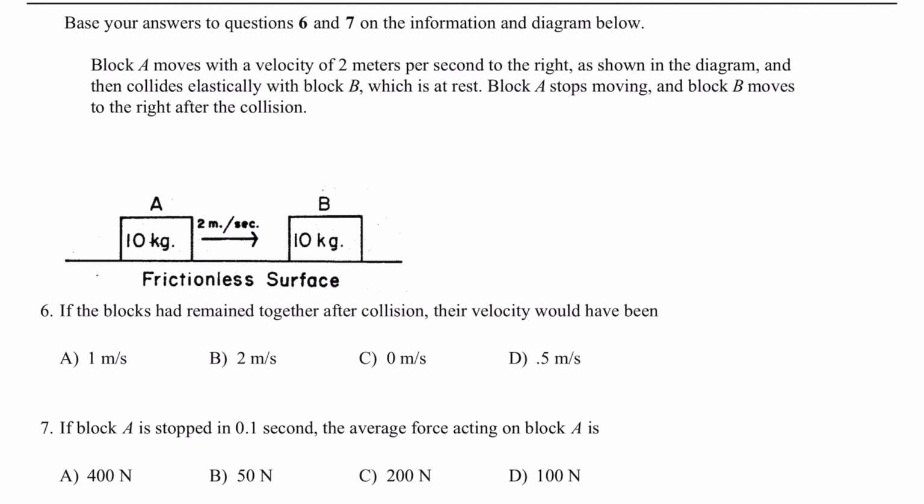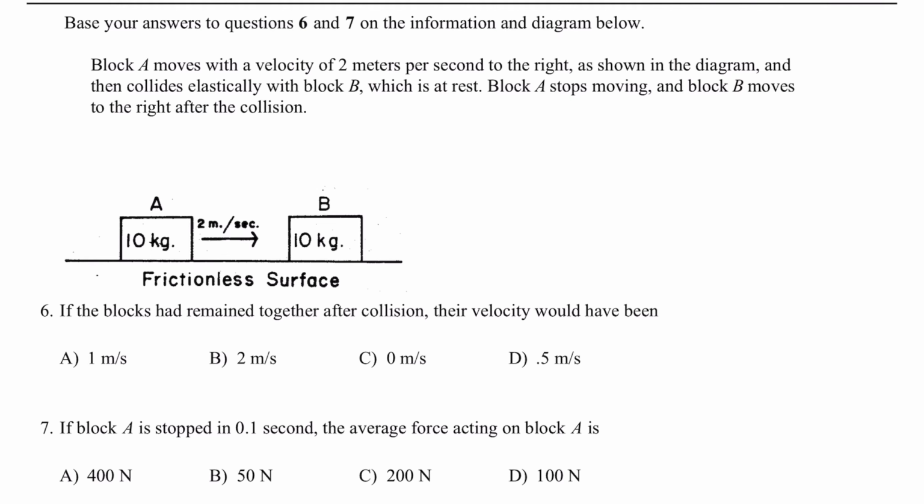Base your answers to questions 6 and 7 on the information below. Block A moves with a velocity of 2 meters per second to the right, as shown in the diagram, and then collides elastically with Block B, which is at rest. Block A stops moving, and Block B moves to the right after the collision. If the blocks had remained together after collision, their velocity would have been what?